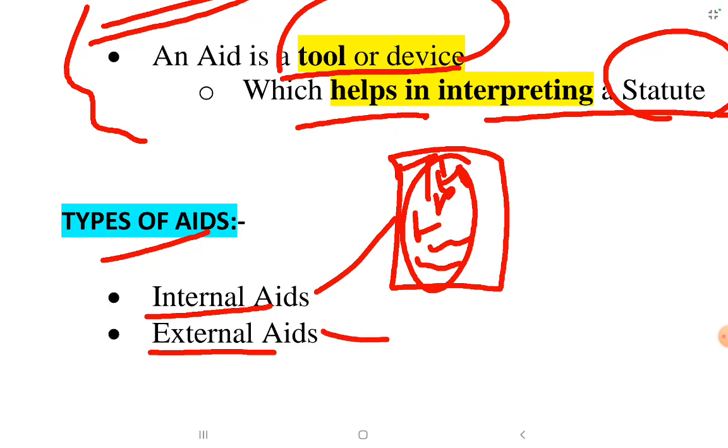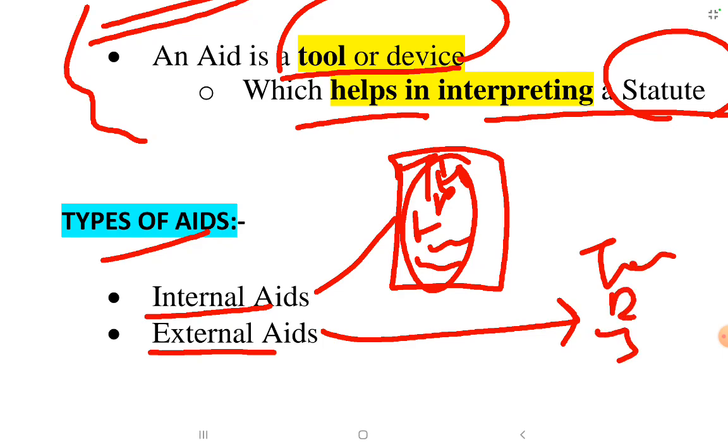Another one is external aids. They are present outside the statute, like textbooks, dictionaries, judicial decisions. All these aids are present outside the statute and they help in interpreting the statute. So this was types of aids.